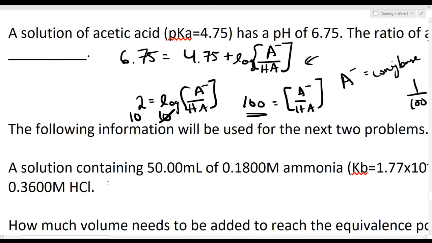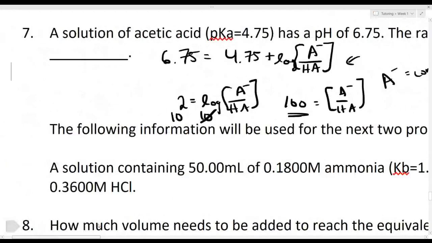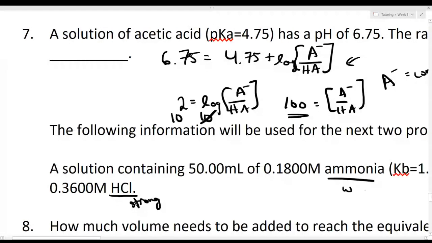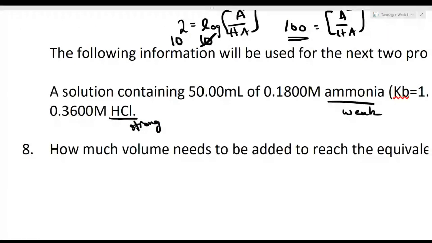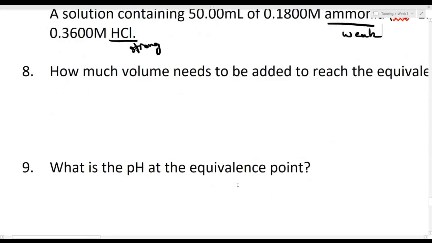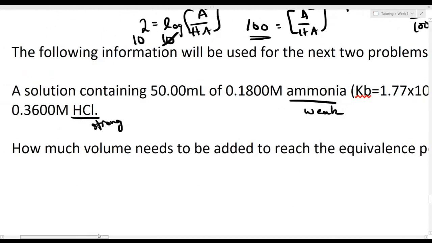Okay, so a solution containing 50 milliliters of 0.18 molar ammonia with its Kb is titrated with 0.36 molar HCl. So what's going through my head right now is strong, because we don't have a K, and weak, because they did give us a K, right? Are we all okay with that? Okay, fantastic. All right, so the first part is how much volume needs to be added to reach the equivalence point.